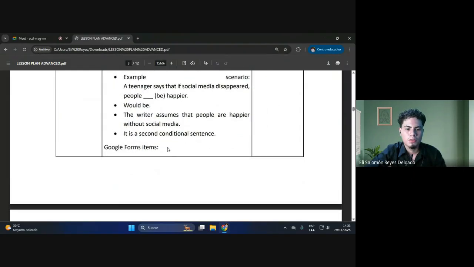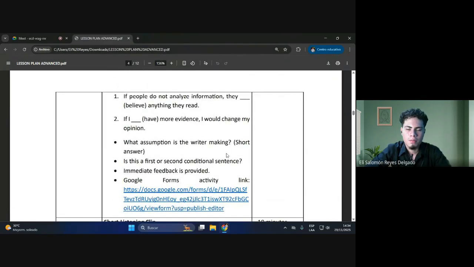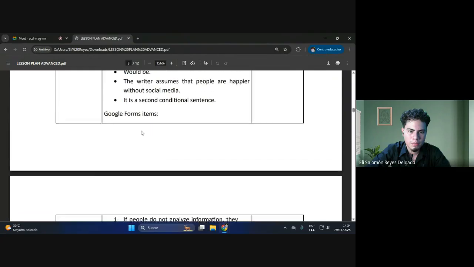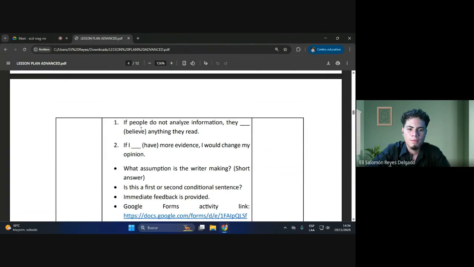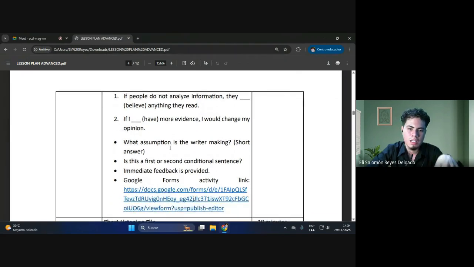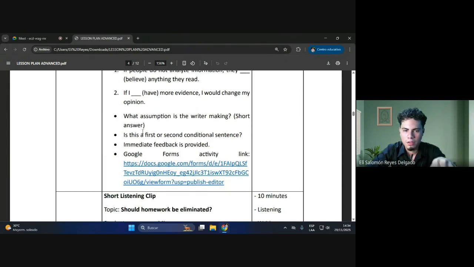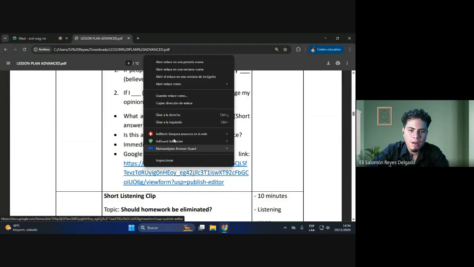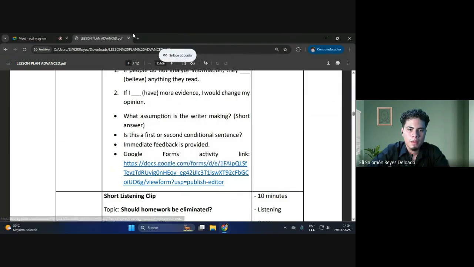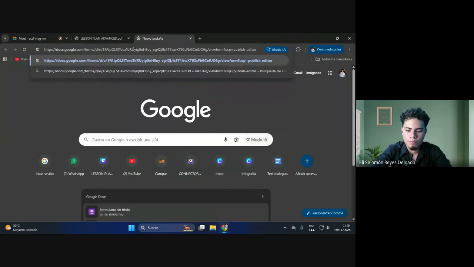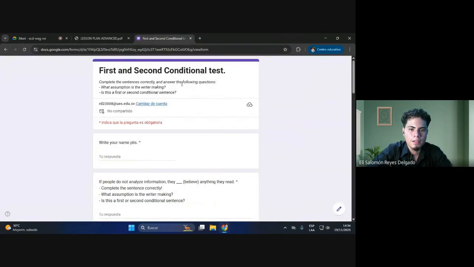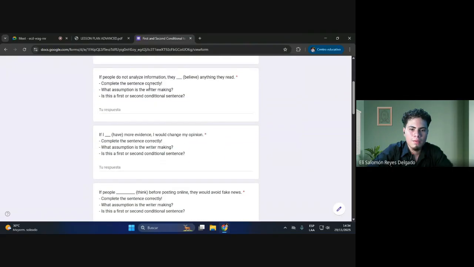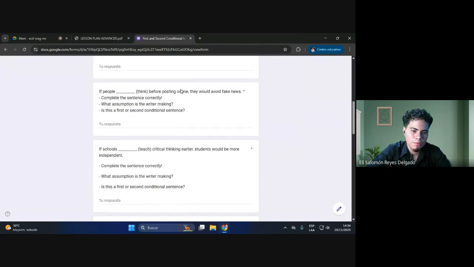And they will have to answer two questions. What assumption is the writer making? They will have to write a short answer, and they will have to answer, is this a first or second conditional sentence? So here we have some examples, four items. If people don't analyze information... the students will have to complete these sentences and answer the questions. Here we have the Google Forms link, and I'm going to show you the link. Here we have the test, the instructions, and the items for the students with the questions.